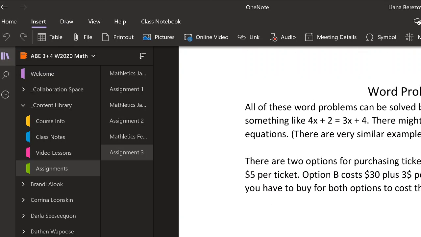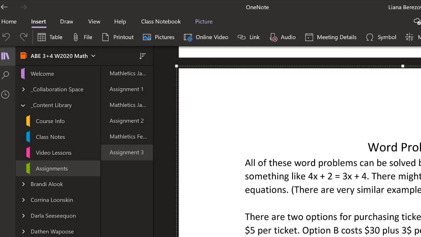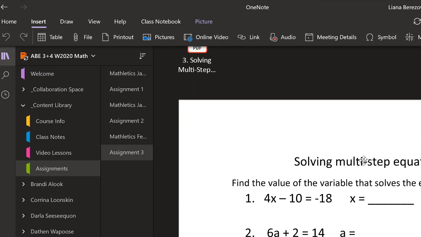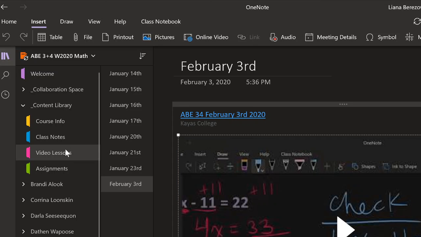Some of these word problems we're actually going to do very similar, if not identical, problems together in class later this week. So don't stress too much if you can't do those yet. You definitely will be able to get them done before it's due on Friday. So things that you should be working on this week would be the Mathletics assignment as well as this assignment number 3.